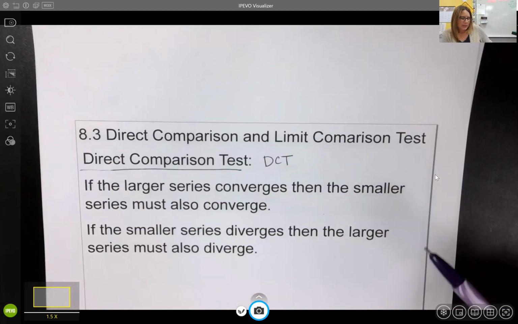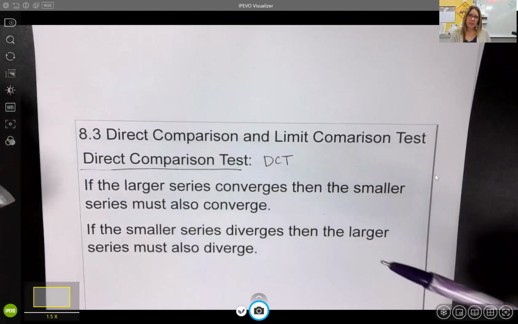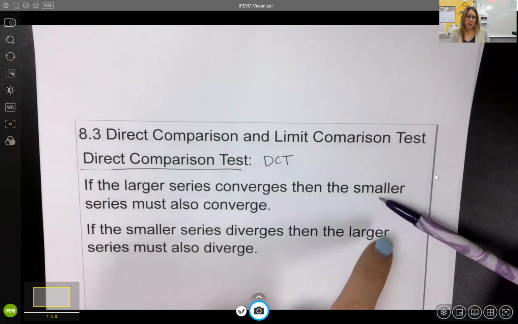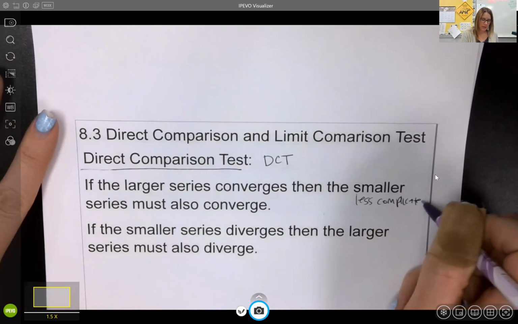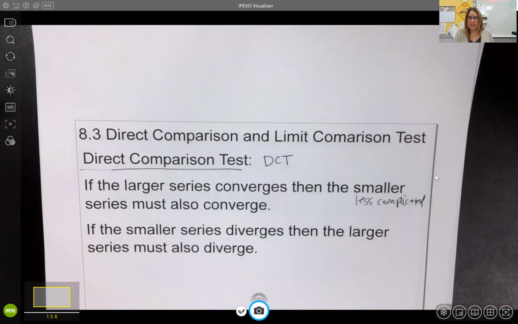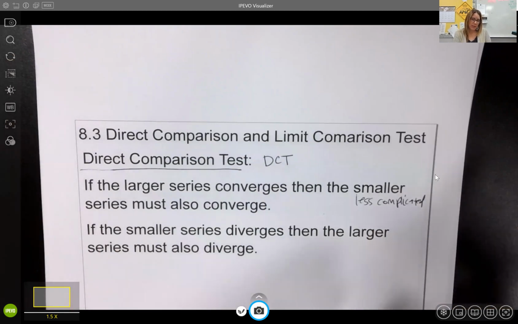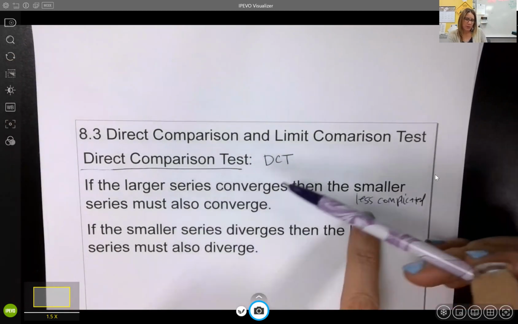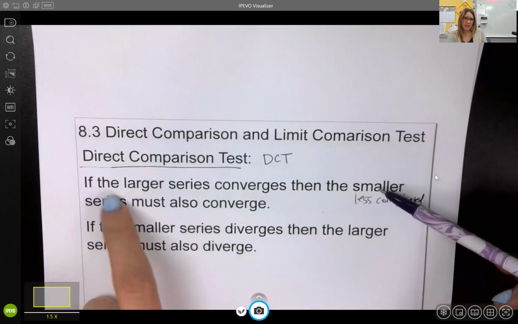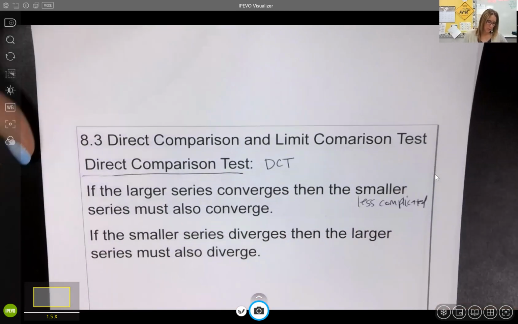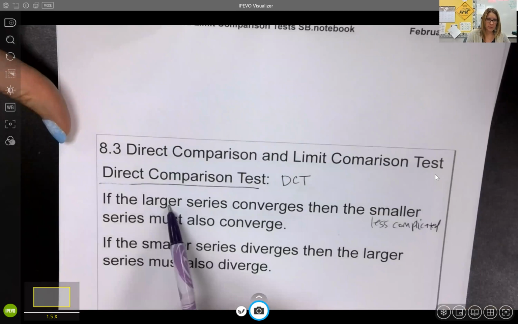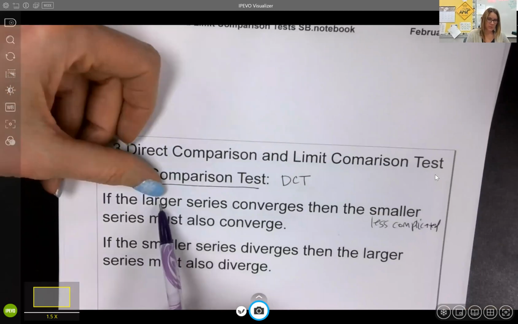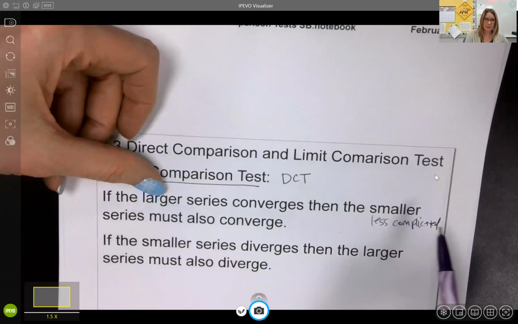Okay, when we compare two functions, we're trying to find a function that is smaller, that's a little less complicated. So if I have a complicated function, I want to find one that's smaller than it, that converges, but I can compare it with. So if a larger series converges, then the smaller series must also converge. So in this case, we would want the larger one to be the one that we're comparing to the smaller one. Okay, and I'm going to go through some examples of this.